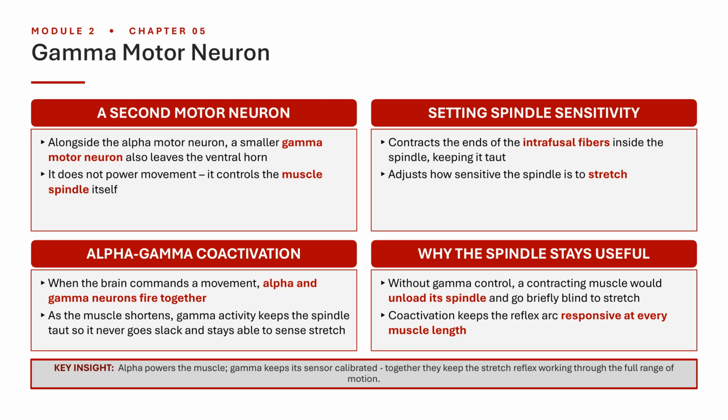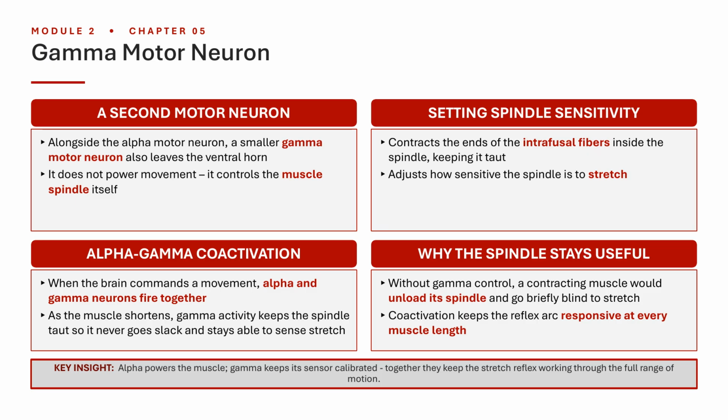Alongside the alpha motor neuron, a smaller motor neuron also exits the ventral horn, the gamma motor neuron, also called the fusimotor neuron. The gamma motor neuron does not power movement. It controls the muscle spindle itself. Here's the problem it solves. When a muscle contracts, its extrafusal fibers shorten. If the intrafusal fibers of the muscle spindle didn't also shorten, the spindle would go slack. A slack spindle can't detect stretch. The reflex would be temporarily blind every time the muscle contracted. That would be a serious physiological liability.